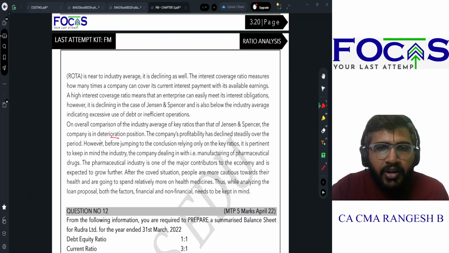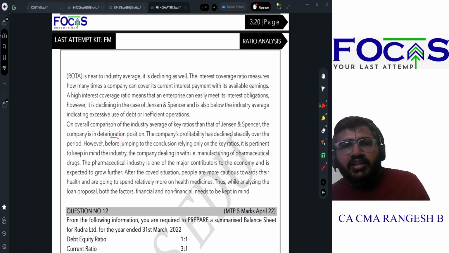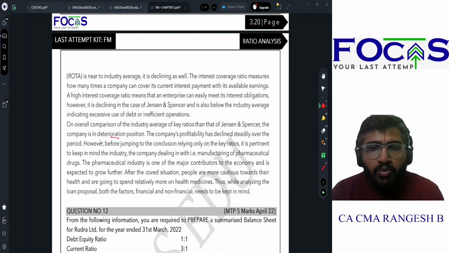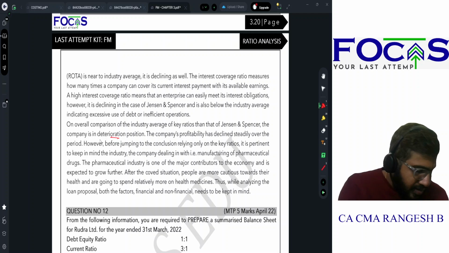However, before jumping to the conclusion, relying on only the key ratios, it is pertinent to keep in mind the industry the company is dealing with, that is manufacturing of pharmaceutical drugs. The pharmaceutical industry is one of the major contributors to the economy and is expected to grow further. After the COVID situation, people are more conscious towards health and are going to spend relatively more on health medicines. Thus, while analyzing the proposals, both financial and non-financial factors need to be kept in mind.